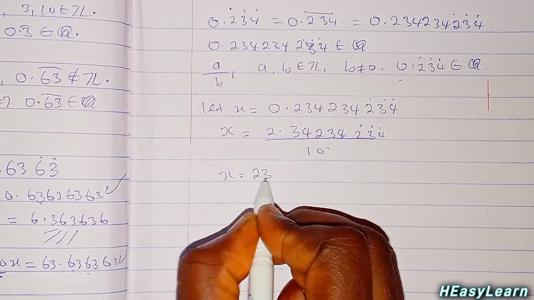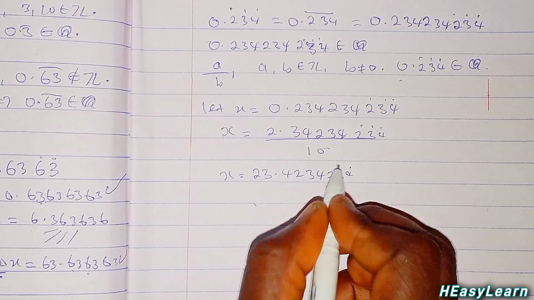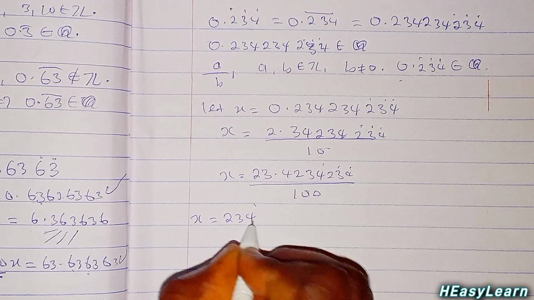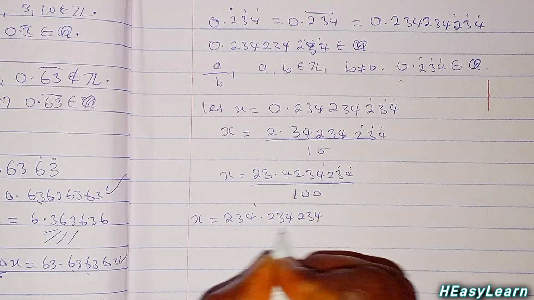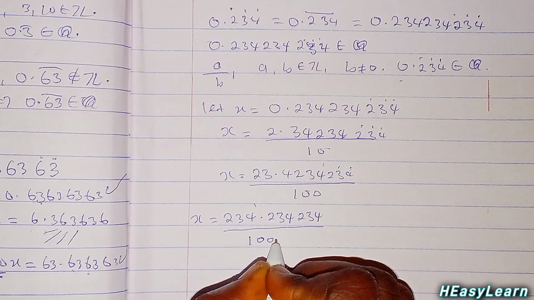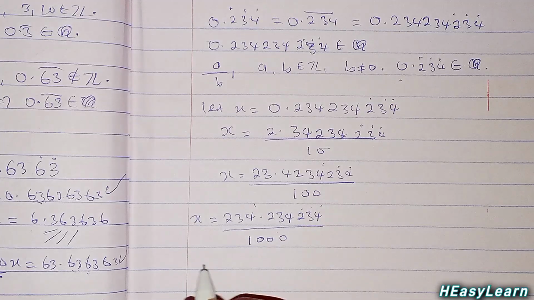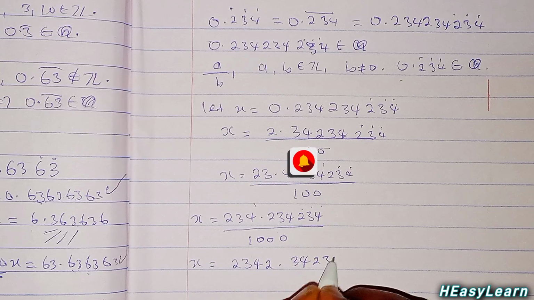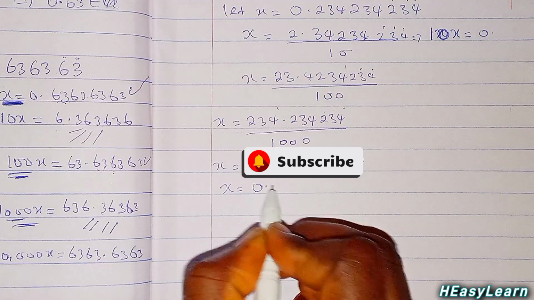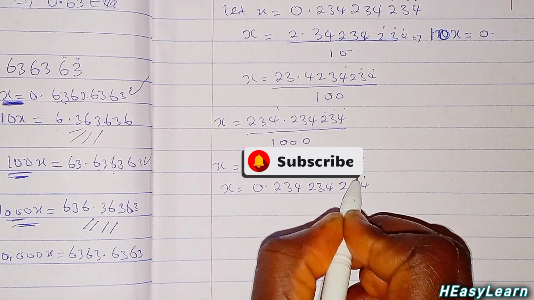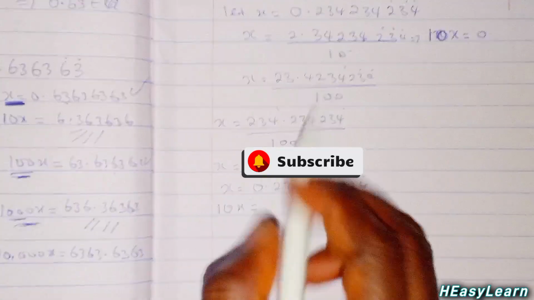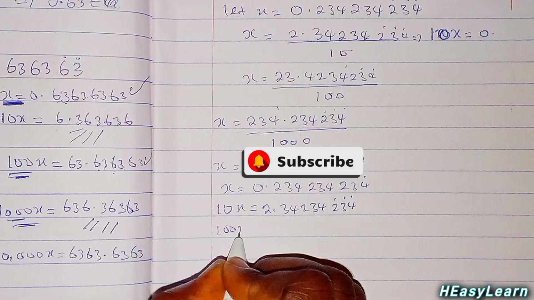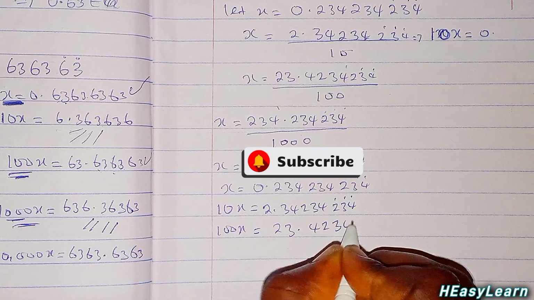x is the same thing as what? 23.4234, 234 keeping on repeating, divided by 100, because you shift the point twice. x is the same thing as what? 234.234, 234, divided by 1000, because you shift the point 3 times. x is also the same thing as 2342.34, 234 keeping on repeating, and x is the same thing as 0.234, 234, 234 keeping on repeating. 10x from here, we have 10x equals 2.34, 234, 234. 100x is the same thing as 23.4234.